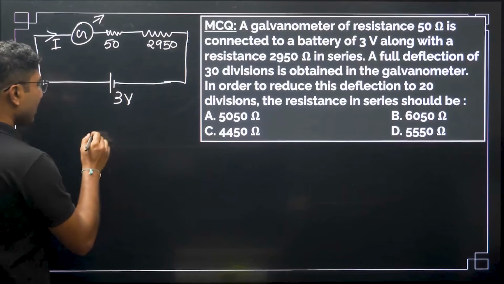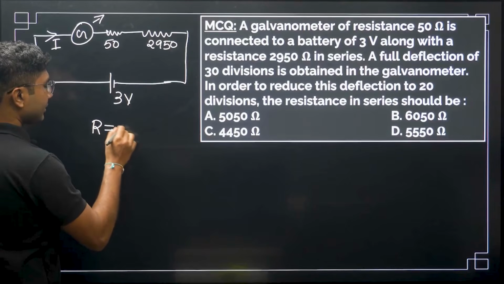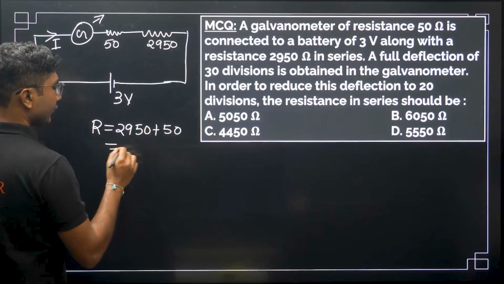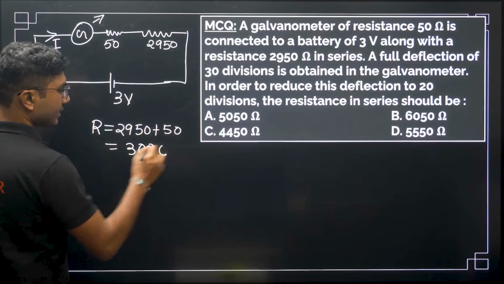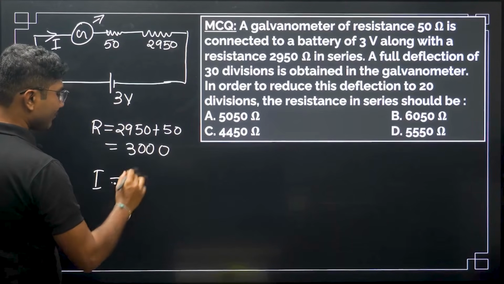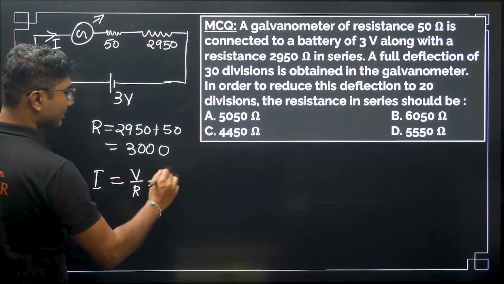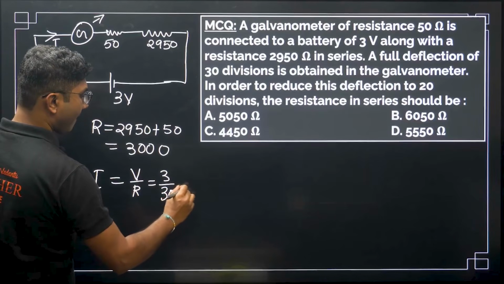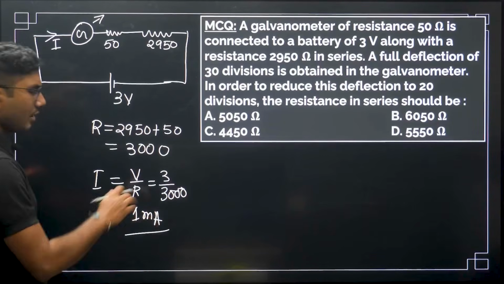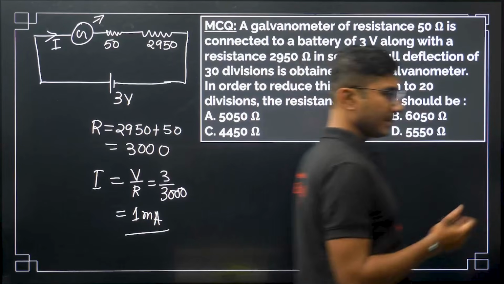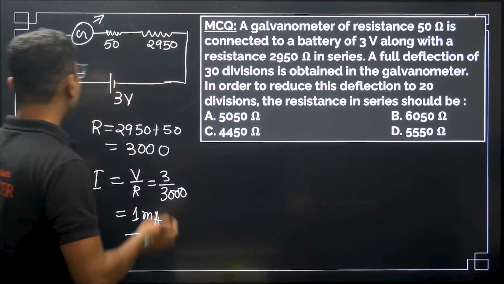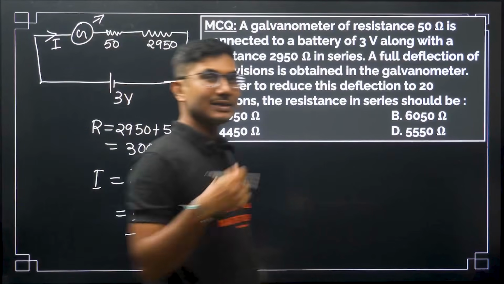So what is the current here? So what is total resistance? Total resistance is external resistance plus internal resistance in series. So it will be 3000. Now what is the current? Current is voltage divided by resistance, that is 3 divided by 3000, which is 1 milliampere. Milli means 10 to the power of minus 3, right? So 1 milliampere current when it passes through this galvanometer, it gives a maximum deflection.